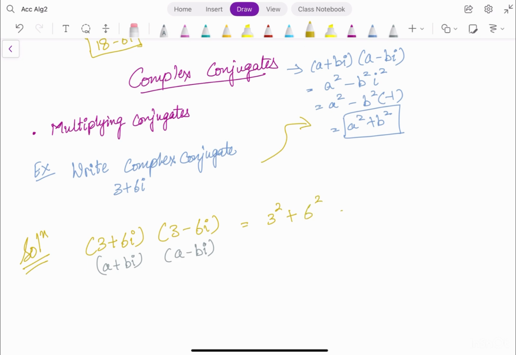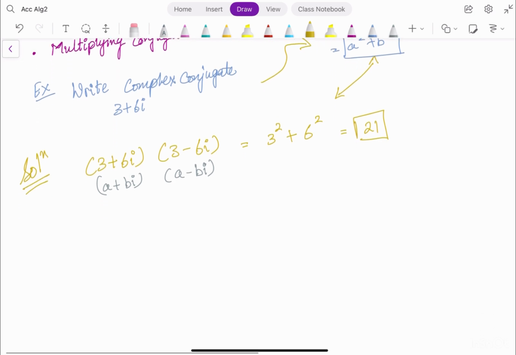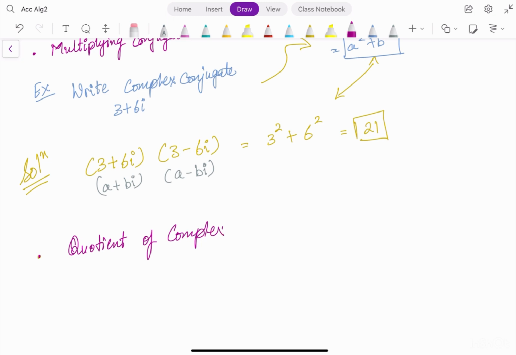And what is 3 squared? 3 squared is 9 and 6 squared is 36. And I think I wrote my answer wrong. I will change it later, but this should not be 21. This is 36 plus 9, which is 45. This should be 45. Now, another type of question could be the quotient of complex numbers in standard form.